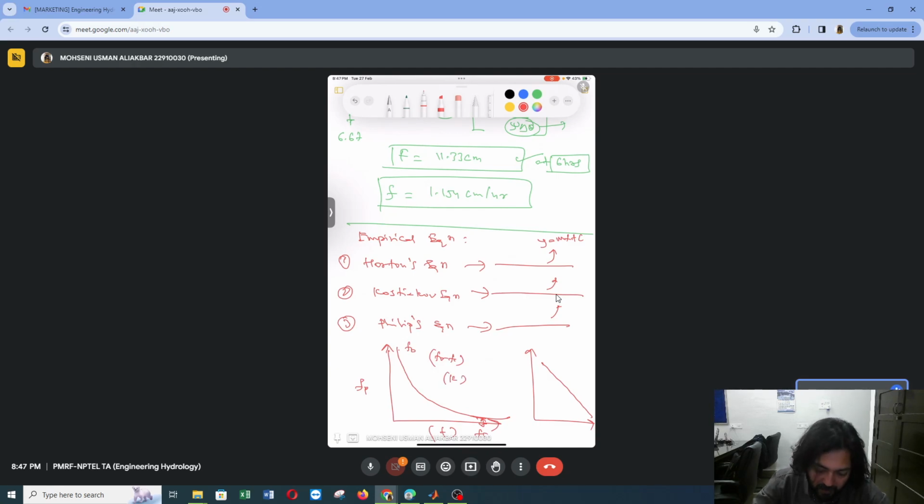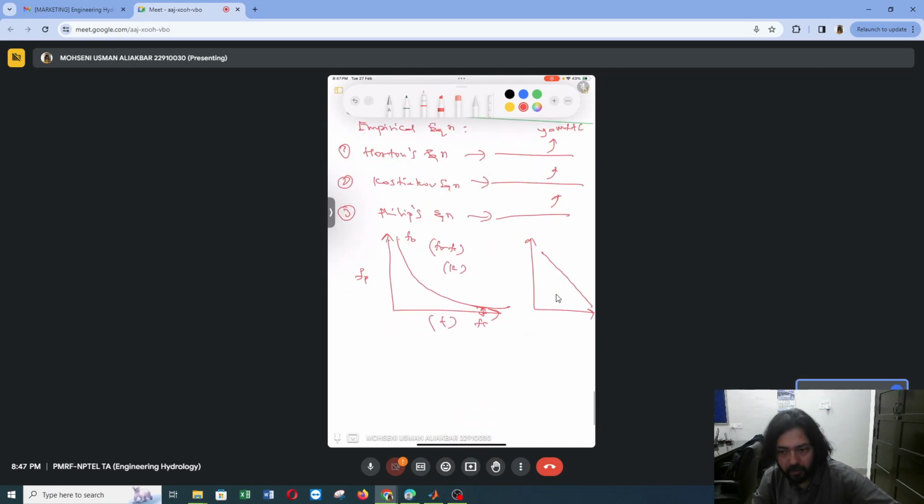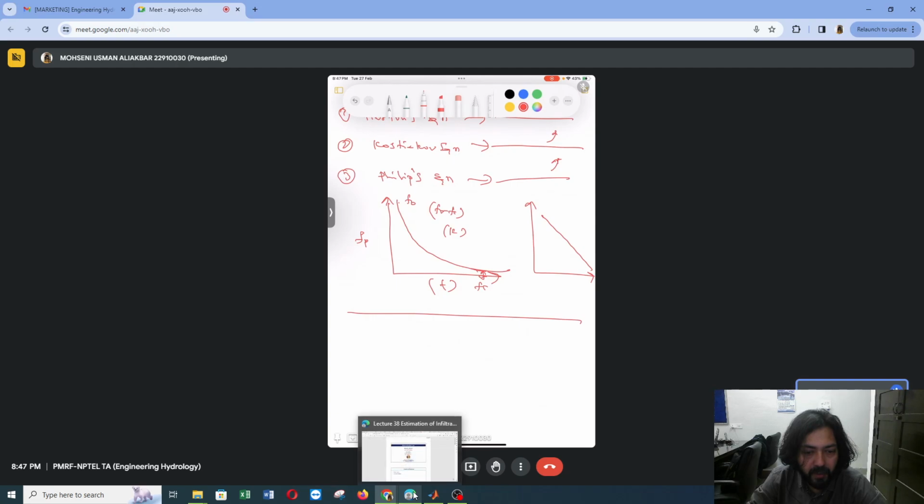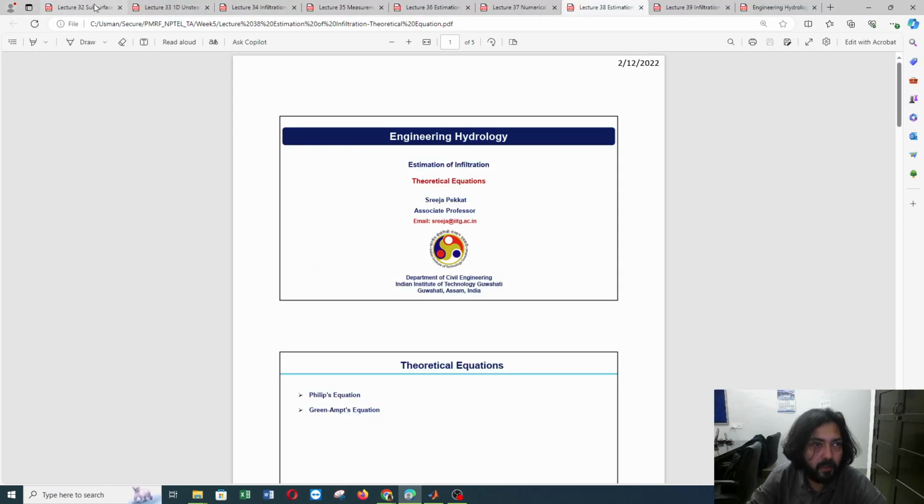So just make a note of all these equations on your own. It would be useful for your final examination as well. You need to have a ready-made set of equations of all the empirical equations converted into a simplified linear equation. That would be helpful for you to solve any problem based on empirical equations to calculate infiltration rate or cumulative infiltration.